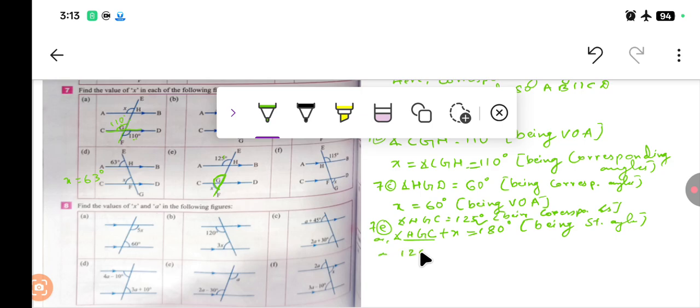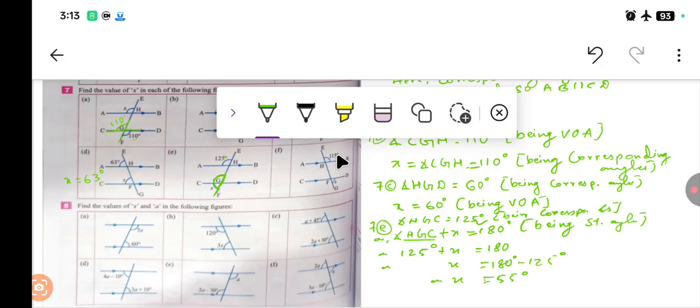We'll put it over here. 125 degree plus X is equal to 180 degree, and then the value of X will come, that is 180 minus 125 degree, and we get finally X is equal to 55 degree after subtracting. So this is how question number 7e is solved.